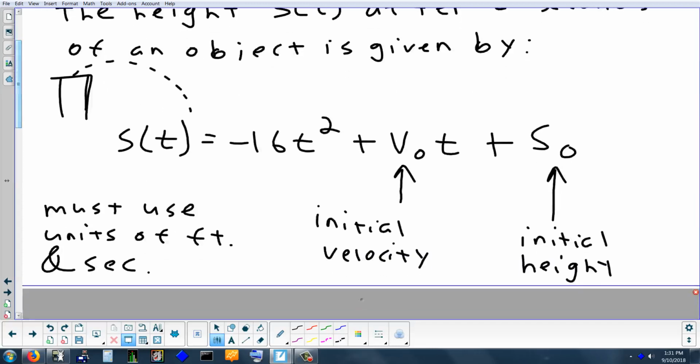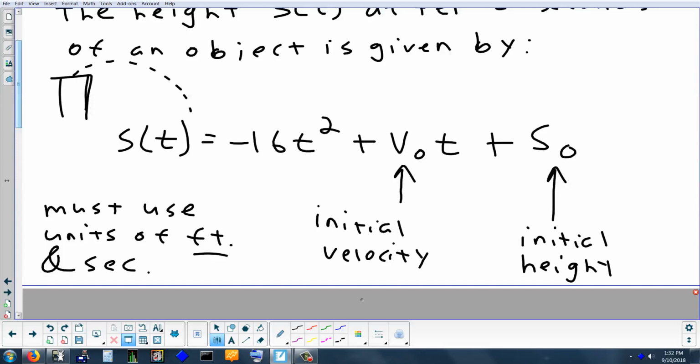Now in physics, you might see a different formula for projectile motion. And that could depend on the units. We're using feet. In physics, you usually use metric system. So this formula would look a little different. Is that V sub 0t and S sub 0? Yep. V sub 0 is your initial velocity, and S sub 0 is your initial height. Now, if they say you're throwing an object from ground level, then initial height is 0, and you don't need it.